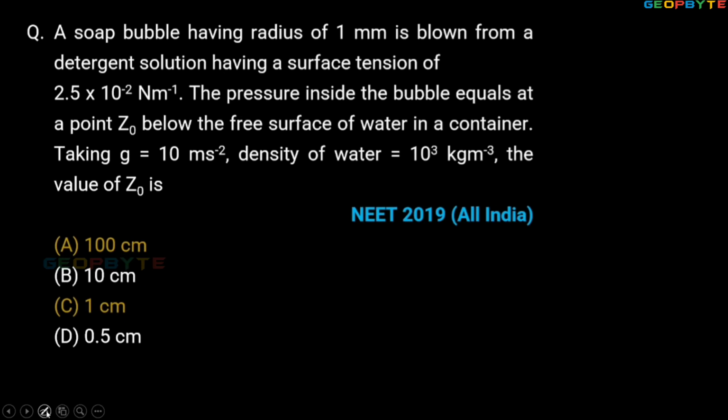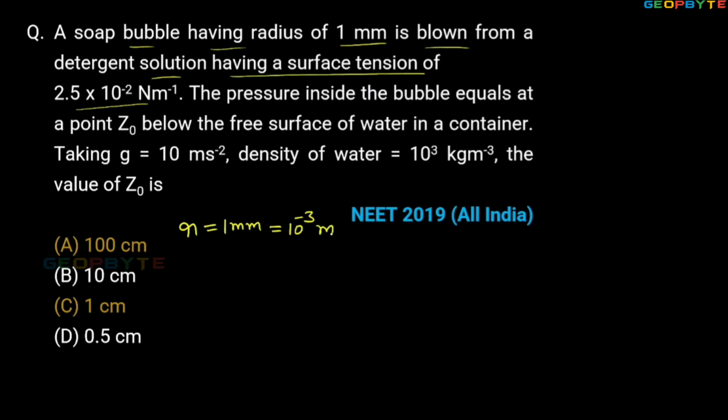Look at the screen. It is asking like this. A soap bubble having radius 1 mm is blown from a detergent solution having surface tension of 2.5 into 10 power minus 2 Newton per meter. Here, the radius of the soap bubble is given as 1 mm, which is equal to 10 power minus 3 meters, and surface tension sigma equals 2.5 into 10 power minus 2 Newton per meter.